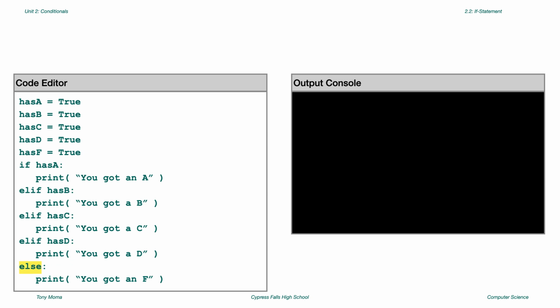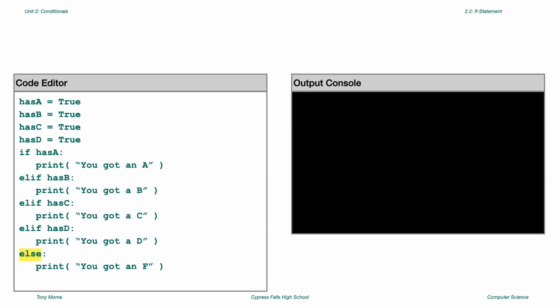with else. When we replace elif with else, we're saying, hey, if each of the conditions above this else statement are all false, then just go ahead and execute this final statement. You can think of it like a default statement. This default statement also eliminates the need for a hasF variable, so we'll just go ahead and remove it. Now, let's say we were to set all 4 of the remaining variables to false.